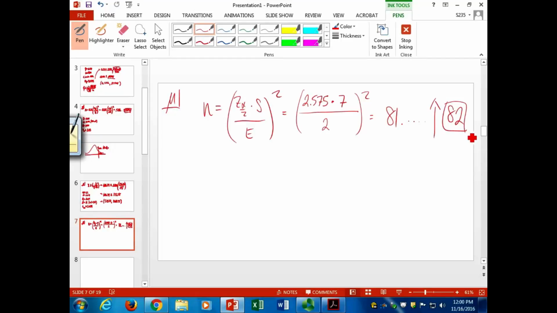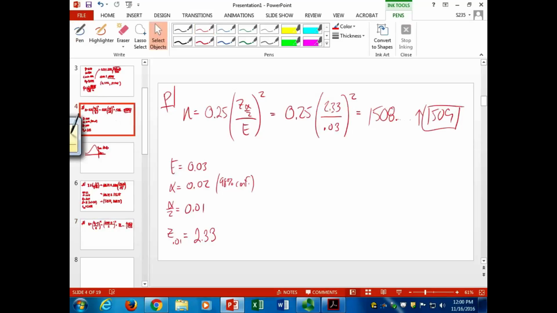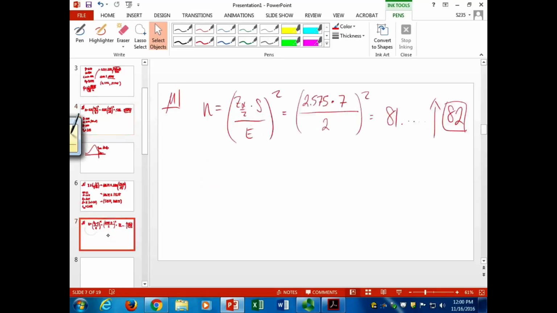So the key for sample size, and this is sort of the whole crux of everything here, is that you have to know what you're estimating. Here we were talking about a proportion. That's why we use this formula. On this problem, we're talking about a mean, so we have to use this formula for sample size. It's all based on what you're estimating.